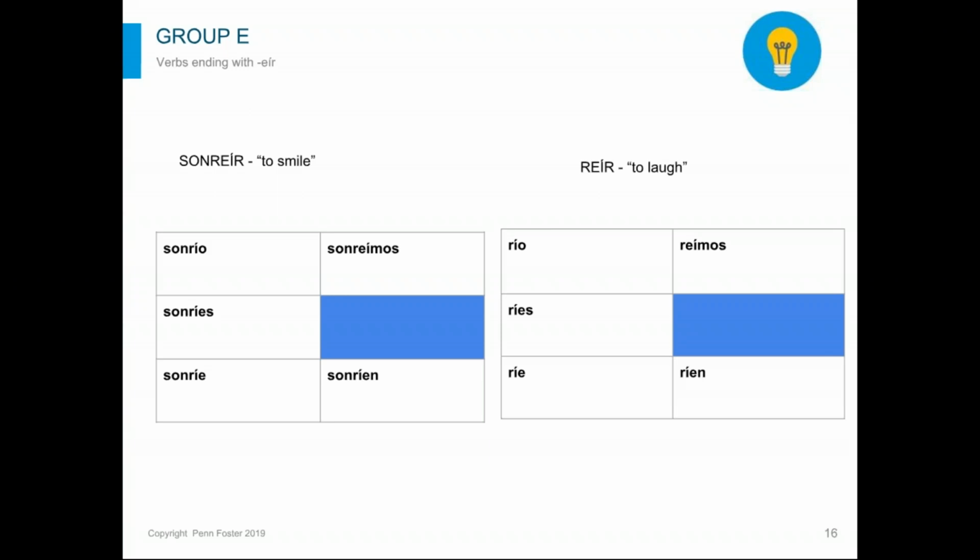If you were to remove the S-O-N off of sonrío, you are left with río. And they are basically the same conjugations with just a few additional letters on the left side for the verb sonreír. And if you notice, there are accents in all persons in this group above each of the I's.